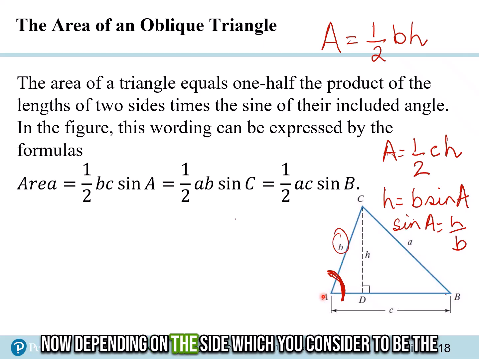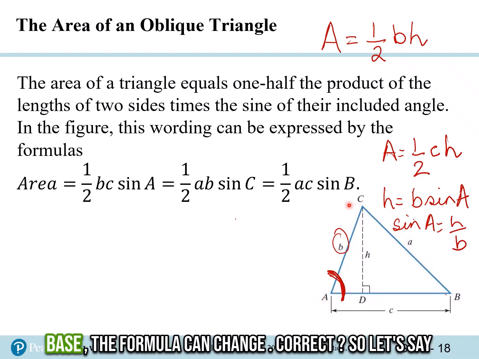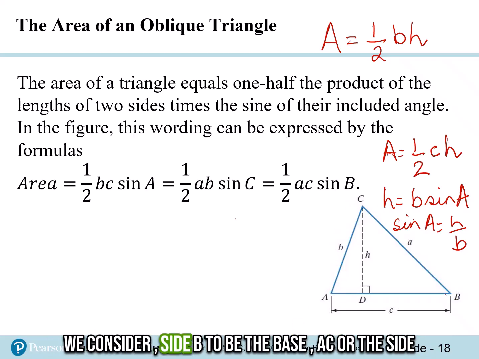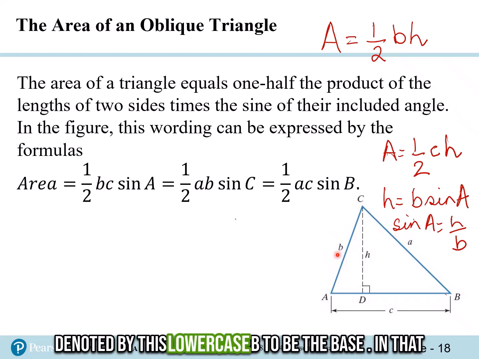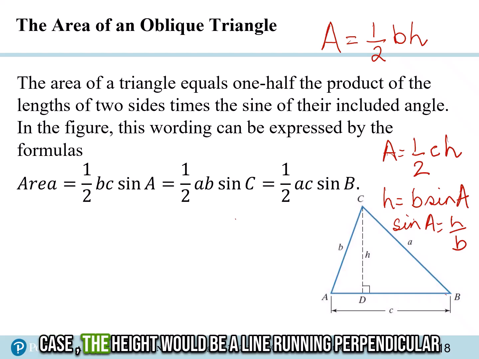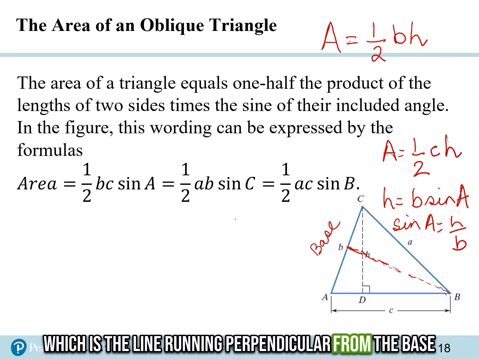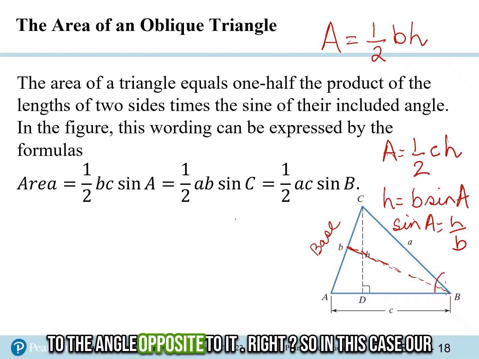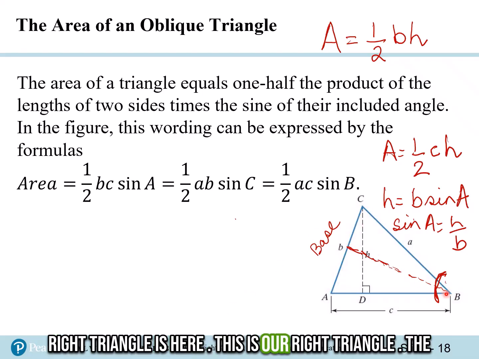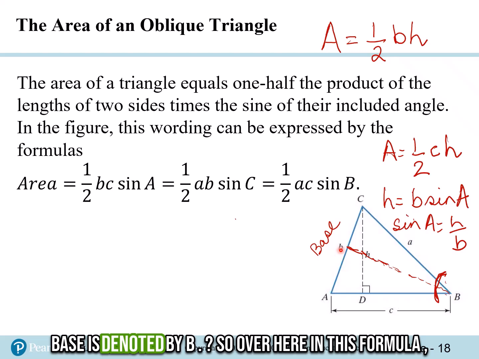Now, depending on the side which you consider to be the base, the formula can change, correct? So let's say we consider side B, AC, or the side denoted by this lowercase b, to be the base. In that case, the height would be a line running perpendicular from the base. So this is our base. We draw the height, which is the line running perpendicular from the base to the angle opposite to it. So in this case, our right triangle is here. This is our right triangle.